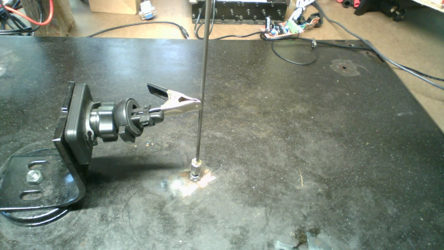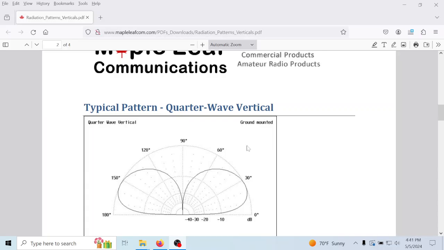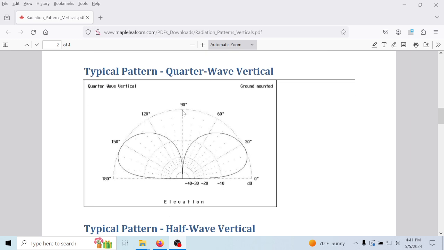Now, I want to show you the pattern that I'm hoping I'm going to be getting here. I'll post a link to this website. If you look at this, this is the pattern that the quarter wave does. You can see here at 180 degrees, 150, how it kind of shoots off to the side. This pattern is, I believe, based on an antenna 20 feet up in the air with ground plane rods. So the pattern might be a little different mounting on a car, but we'll find out when I do a distance test.